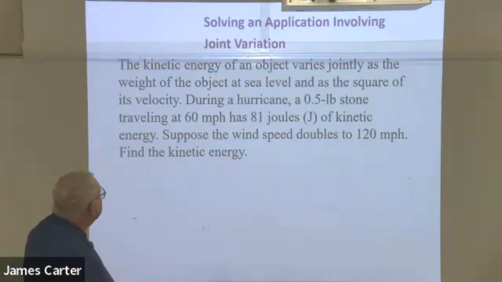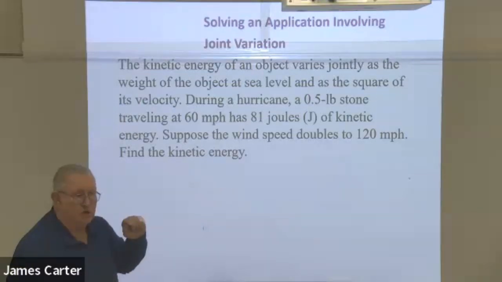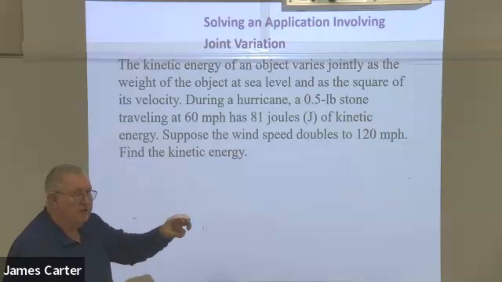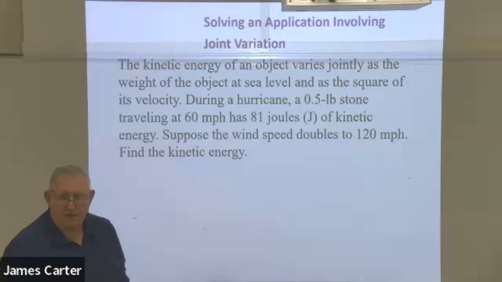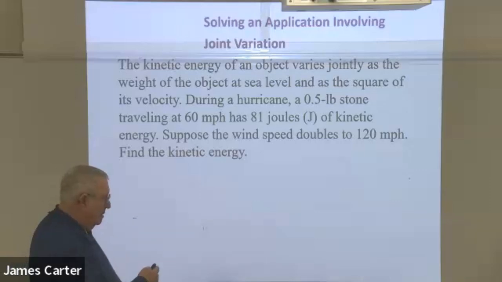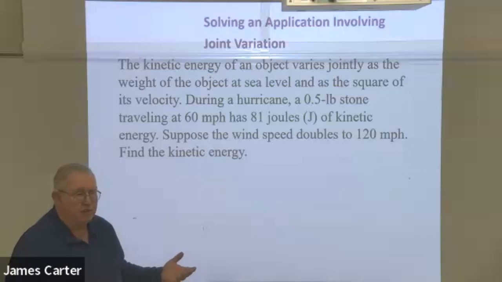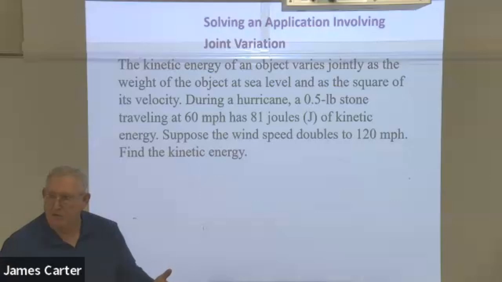Kinetic energy of an object, that means the force it's going to hit something with, varies jointly as the weight of the object and the square of its velocity, how fast it's going. In other words, the heavier it is, the faster it's going, the greater the kinetic energy. Does that make sense? That's why they use 300-pound tackles in pro football. When they hit somebody, it moves them.